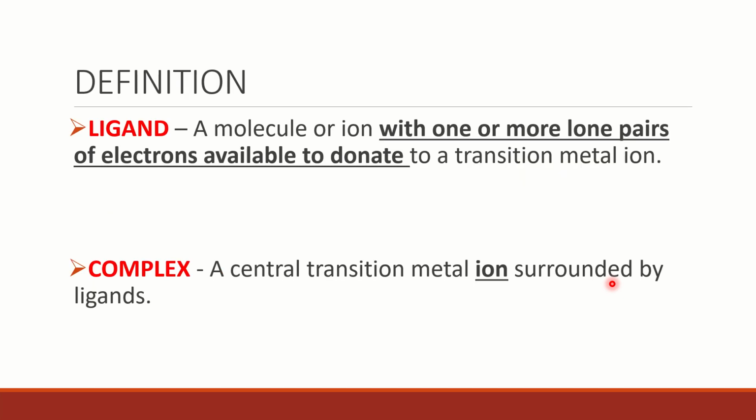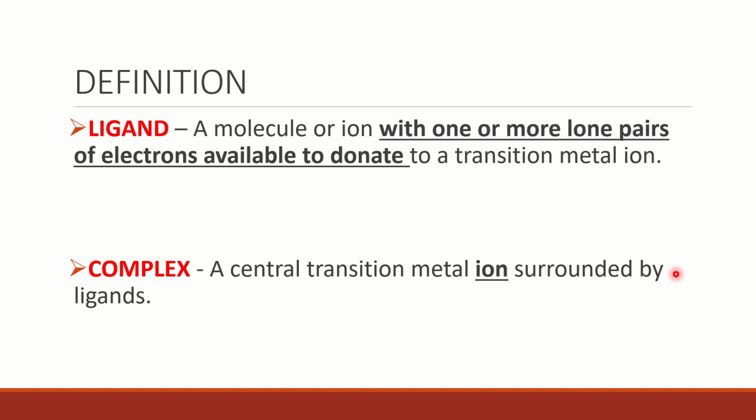So first, take a look at the definition. What is the definition of a ligand? It is a molecule or ion with one or more lone pairs of electrons available to donate to a transition metal ion. So it means that it can be a molecule, it can be an ion, and it must have a lone pair of electrons to donate.